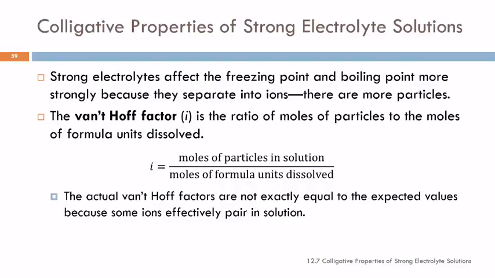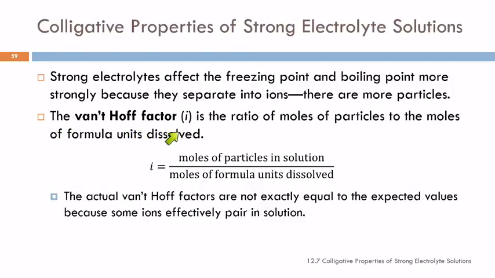Okay, colligative properties of strong electrolytes. We said that strong electrolytes affect these colligative properties more than non-electrolytes because they break into more particles, right? But they don't always behave exactly like we would expect them to. And so we need a correction factor in here, and that's called the Van 't Hoff factor.